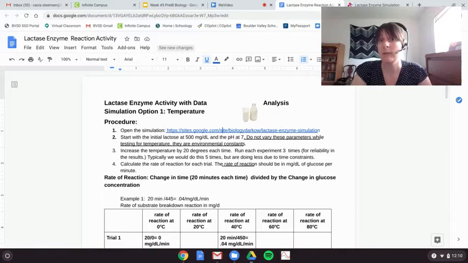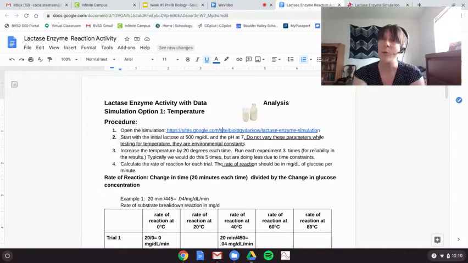The enzyme that we will be working with in this lab is lactase. Lactase is an enzyme that helps break lactose down. Lactose is a disaccharide. It's a type of sugar that has two pieces. Lactase separates those pieces apart. And one of the pieces that gets separated is called glucose.